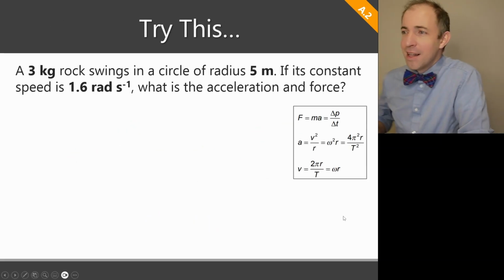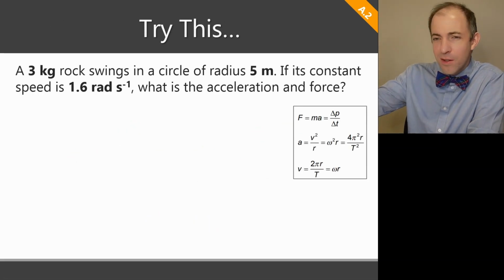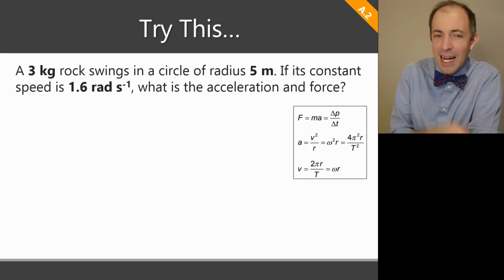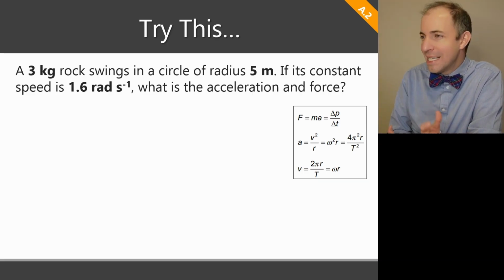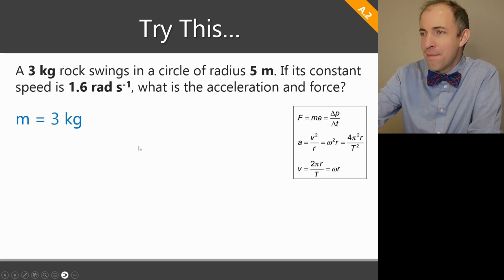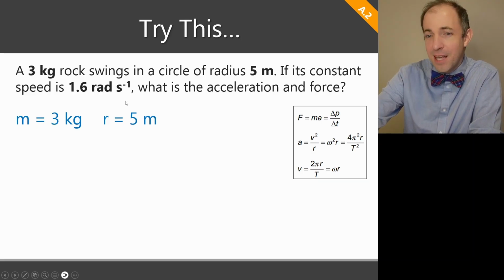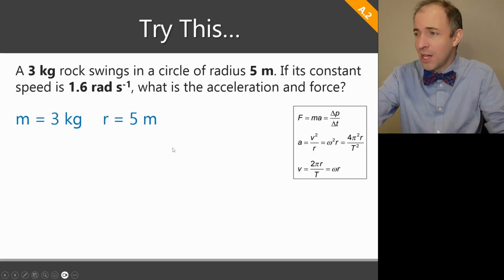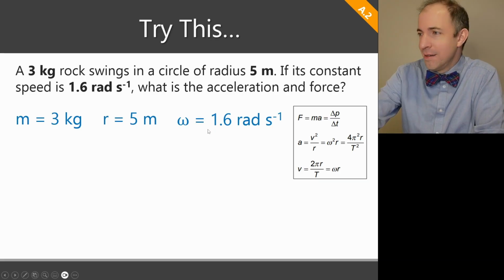So let's do that. I've got a 3 kilogram rock swinging in a circle of radius 5 meters. If its constant speed is 1.6 radians per second, what is the acceleration and force? Well, let's list what we know. We know that the mass, m, is 3 kilograms. We know that r, the radius, is 5. And then my speed is in radians per second. Radians per second is an angular velocity, so we'll treat that as omega is 1.6 radians per second.